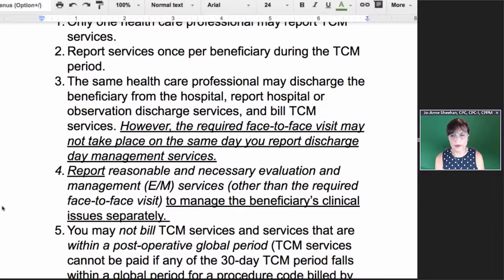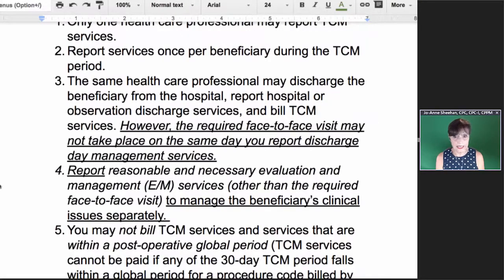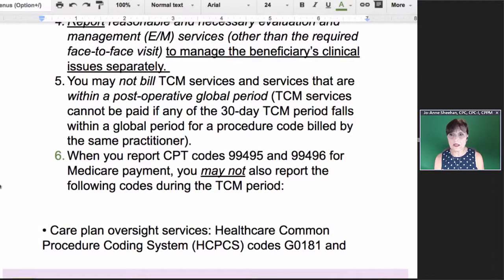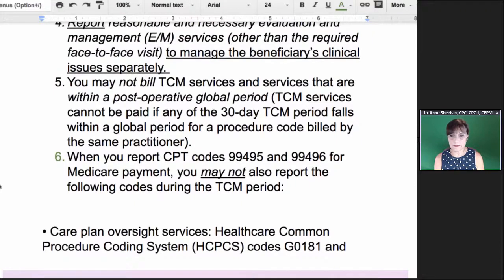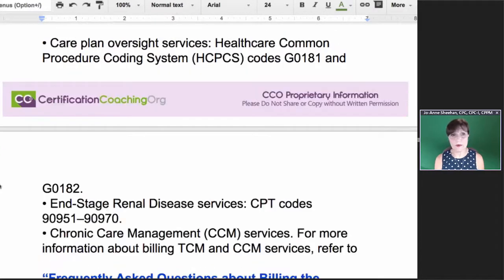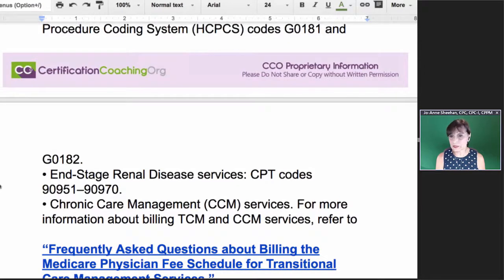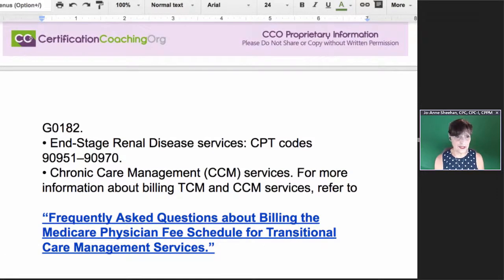So if the patient came in for a different problem that is not the face-to-face that's built into the TCM code, you can bill an E&M with the TCM and add a modifier to the 99213 or 99214, whatever the E&M service is, but it is not the E&M that's incorporated into the TCM code. You also cannot bill TCM services if it's within a post-op global period, like a 90-day global period, so keep that in mind. And also, you cannot report the HCPCS codes G0181 and G0182, the home health care plan oversight, and you cannot bill the end-stage renal disease services. You also cannot bill the chronic care management services, and so all of these cannot be billed in addition to the TCM.